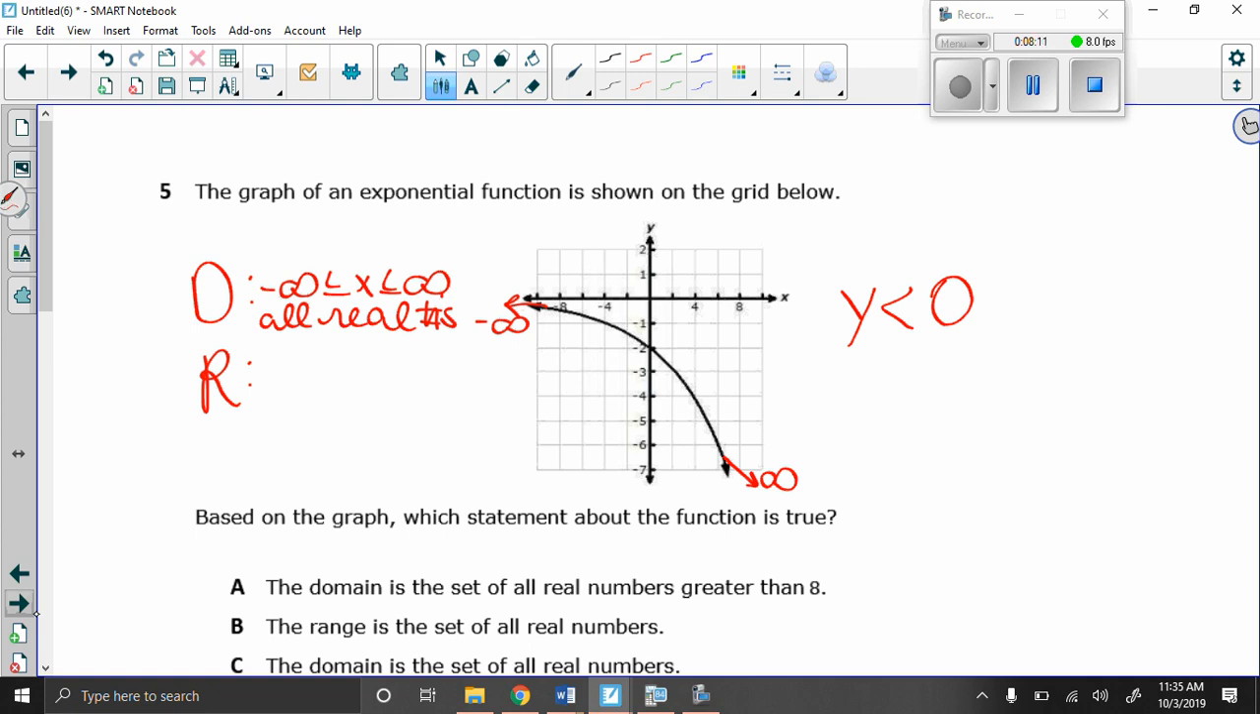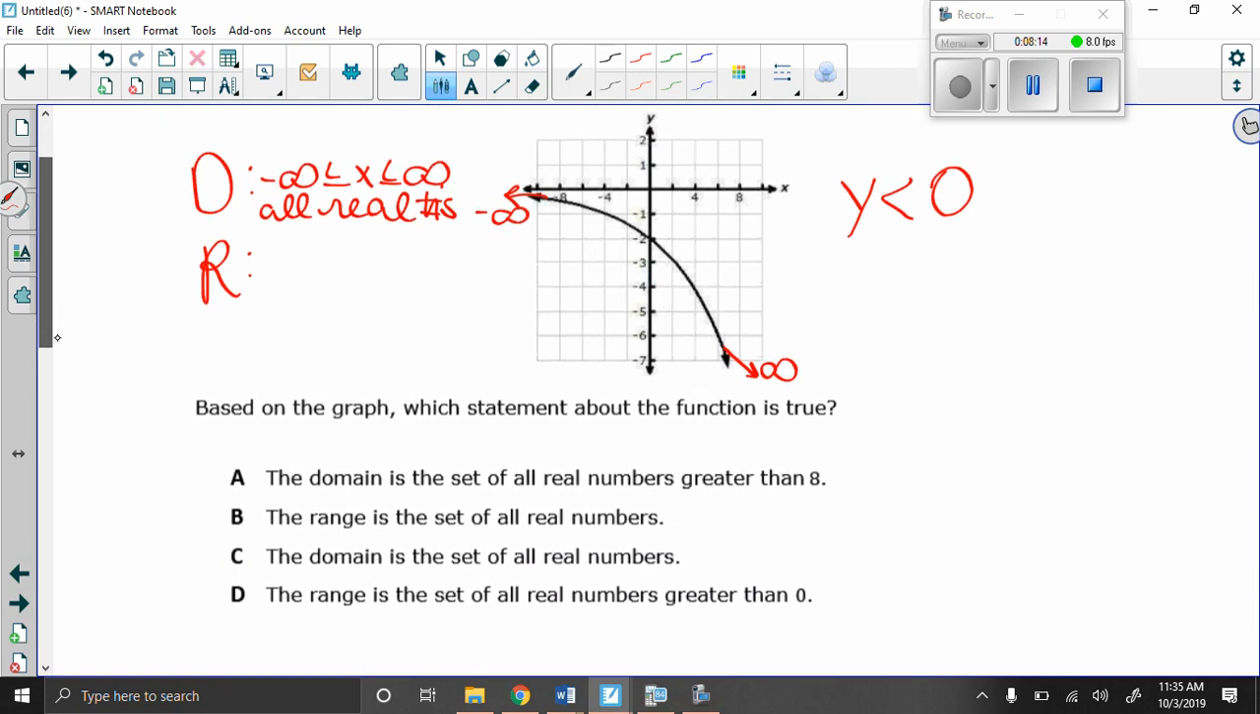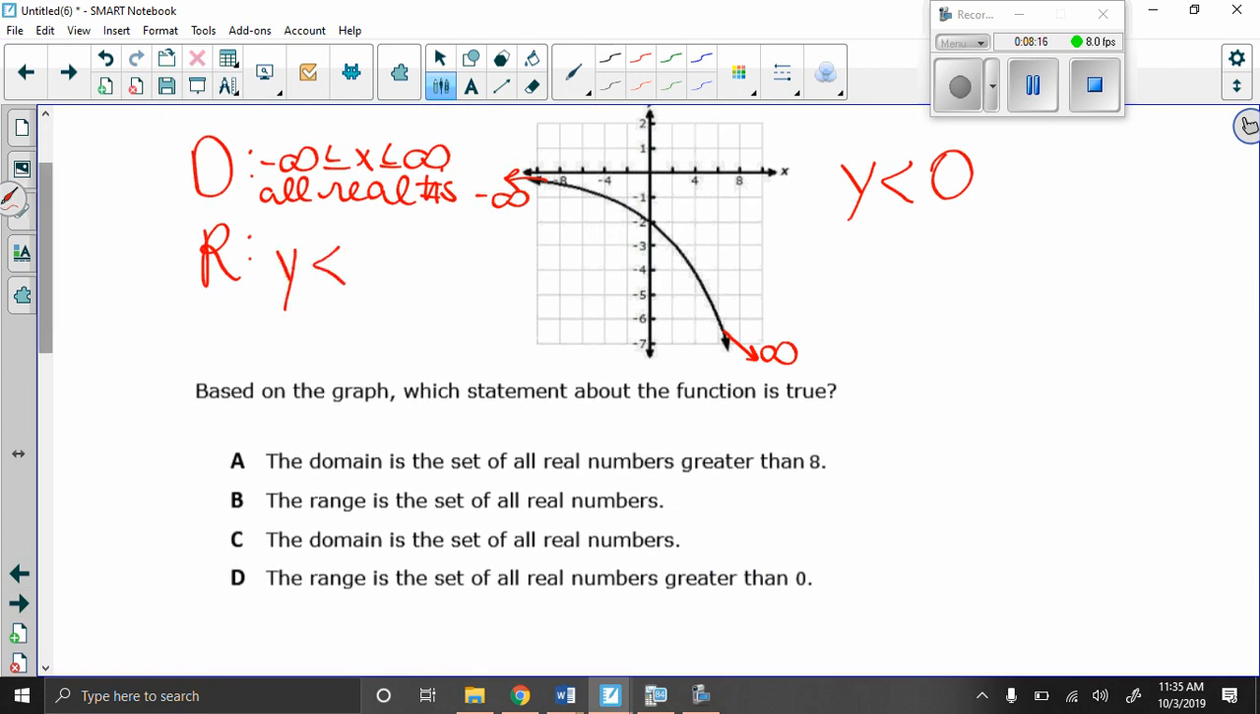All right, so let's go ahead and pick out our correct answer. So, A, the domain is the set of all real numbers greater than 8. So that one is not correct because we stated above that the domain was the set of all real numbers, or infinity. B, the range is the set of all real numbers. Again, not correct because we stated that the range was less than 0.